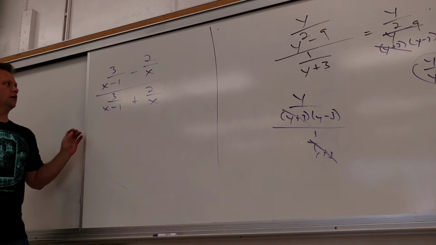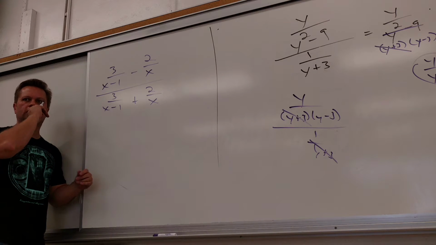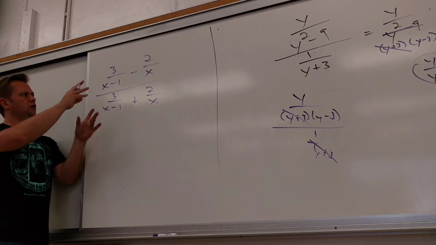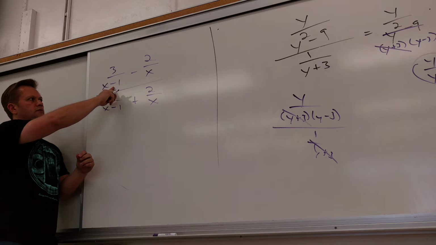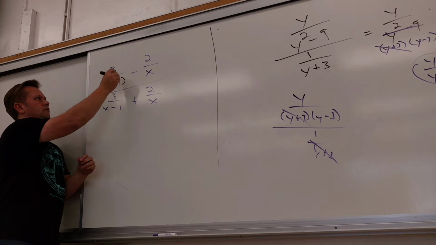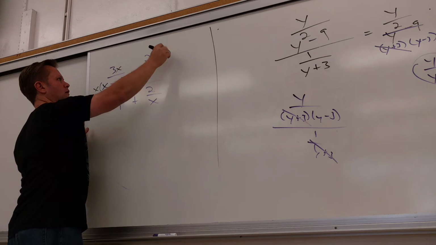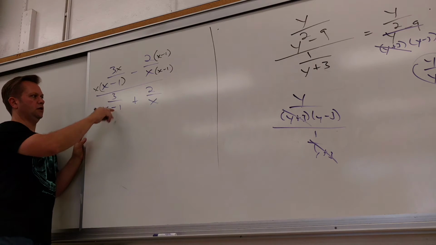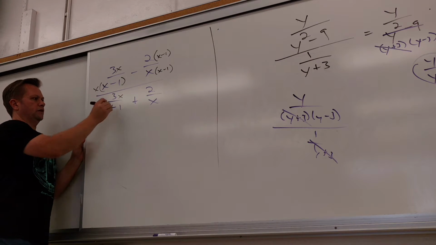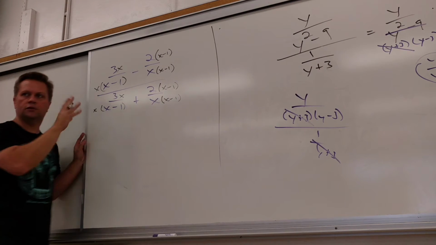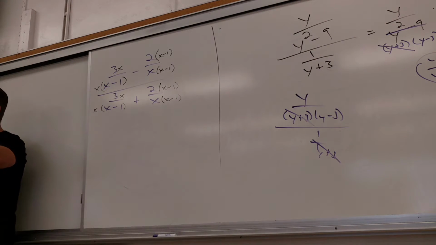Okay, so let's see what happens here. It sounds like you added 3 and 2 and got 6 or something weird. What's this guy missing? X. And he needs x minus 1. They're like the same problem, aren't they? And he needs the x minus 1. Now watch. Everything has the same bottom, right?